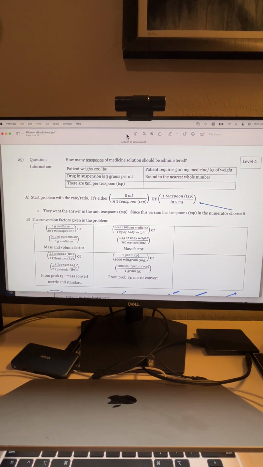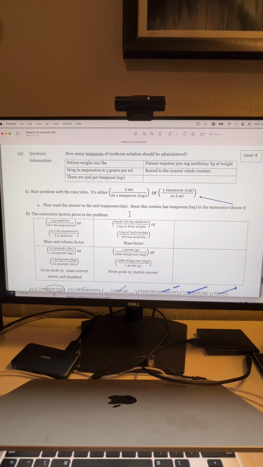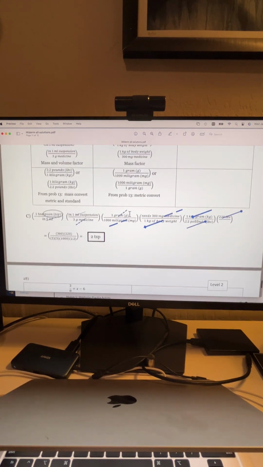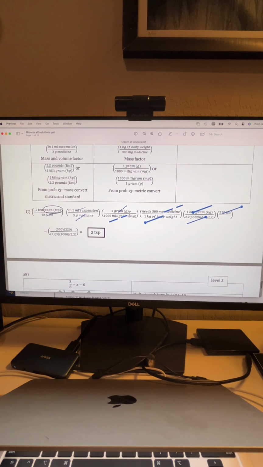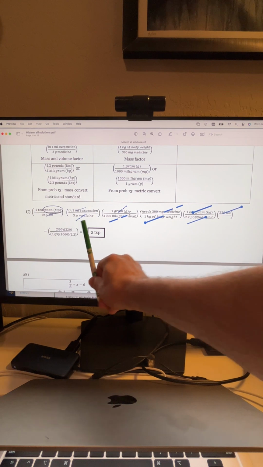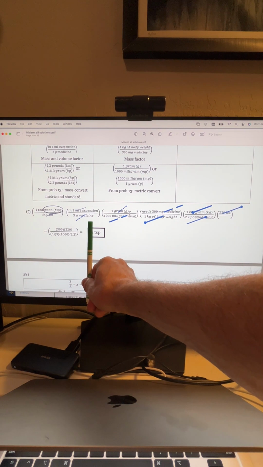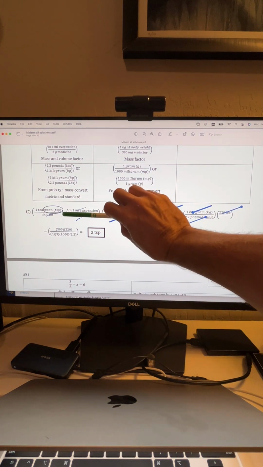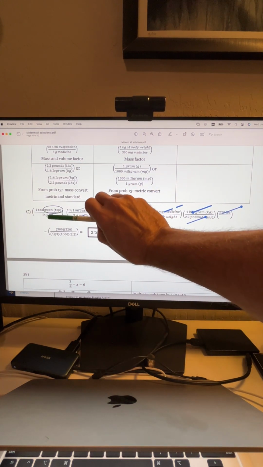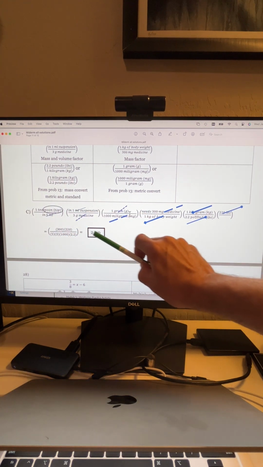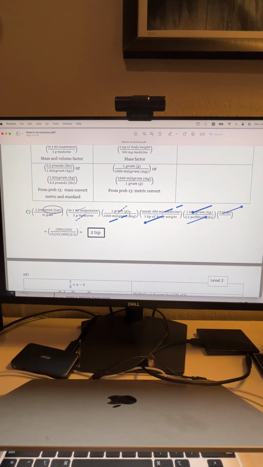So let's just scroll down here. It has more numbers. That's why it's at level 4. That's the only reason. Teaspoons in the answer. Remember when I start the problem, I just put blank teaspoons. And when I start the problem, none of these are here. The only thing here is that. And look, I have teaspoons in the numerator. Teaspoons equals teaspoons. That's really it.